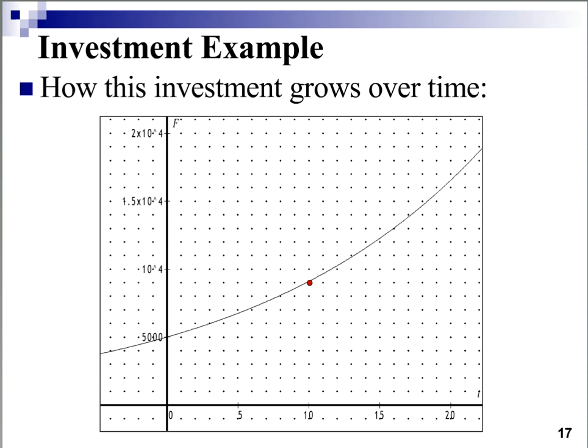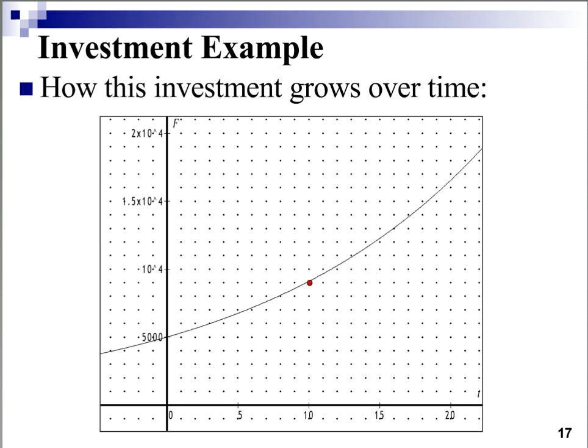Let's take a look at what this might look like on a graph. What you see here is a representation of the future value graph that I've created for the purposes of this illustration. You'll notice on the horizontal axis you have t for time, that's measured in years, and on the vertical axis you have capital F for the future value measured in dollars.